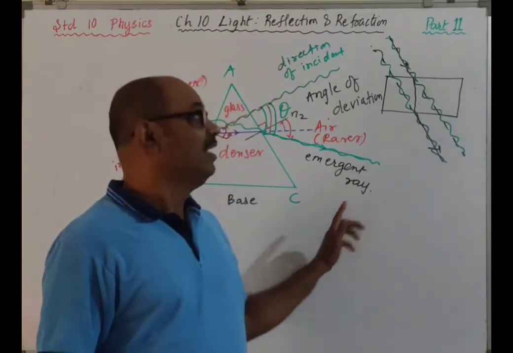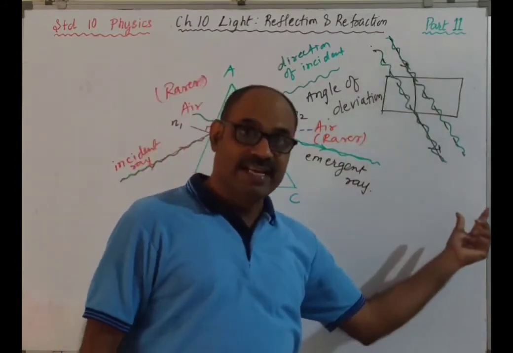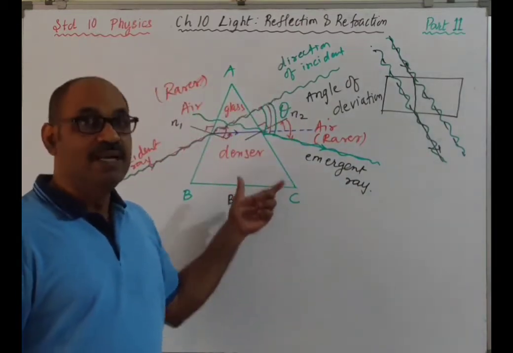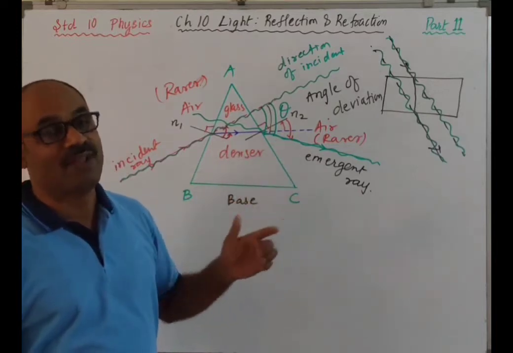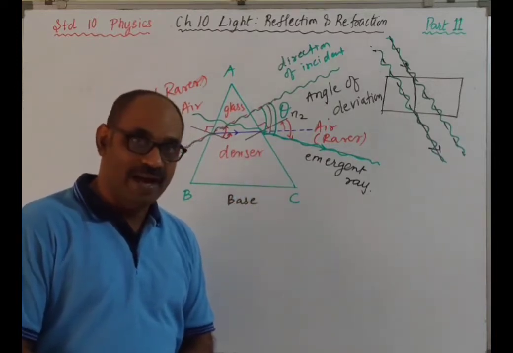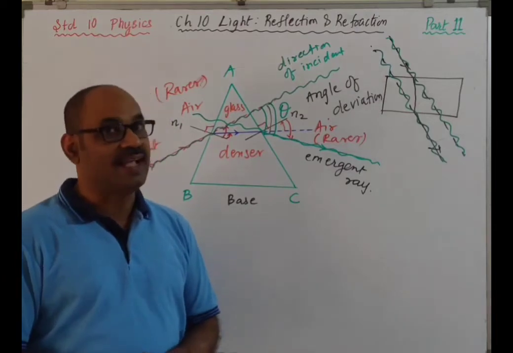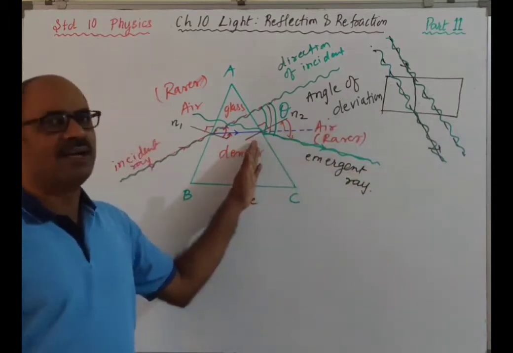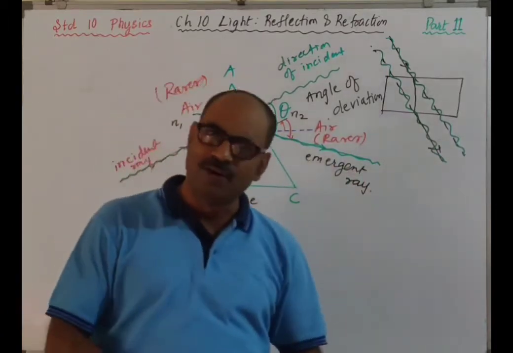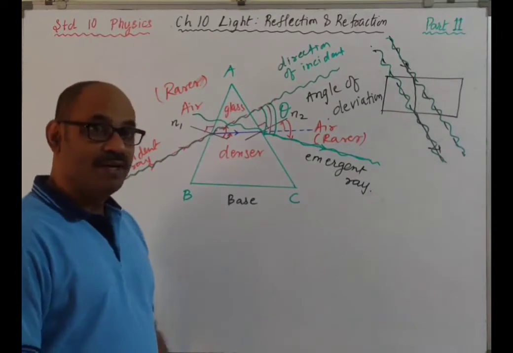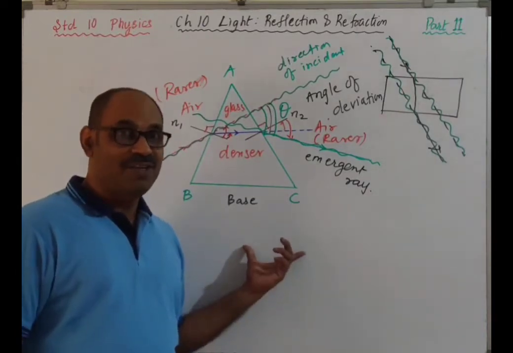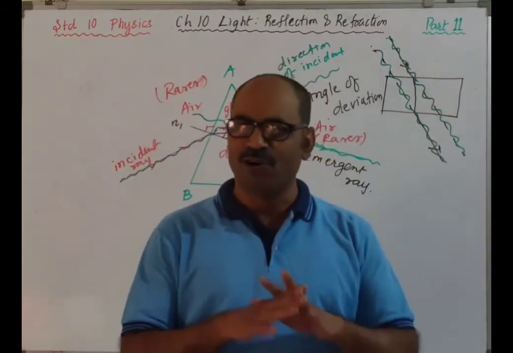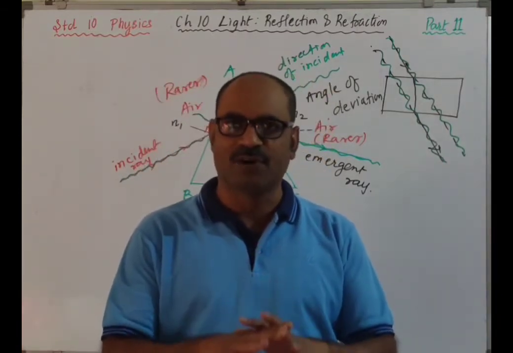But what is the difference? In case of a glass slab, the incident ray and emergent ray are parallel to each other. In case of a prism, the incident ray and the emergent ray make an angle. They are not parallel, so they make an angle, which is the angle of deviation. Here the angle of deviation is 0. Here the angle of deviation is any angle between 0 and 180. I hope you have understood how refraction takes place in a prism. The laws are the same; in both the cases, the laws of refraction followed are the same.